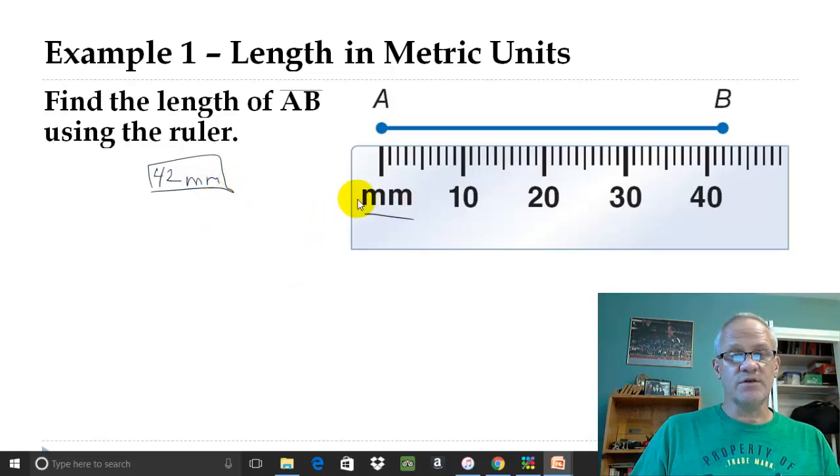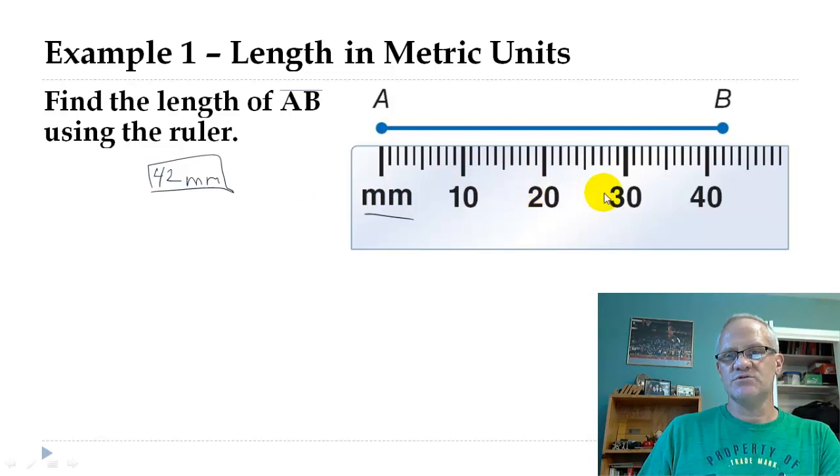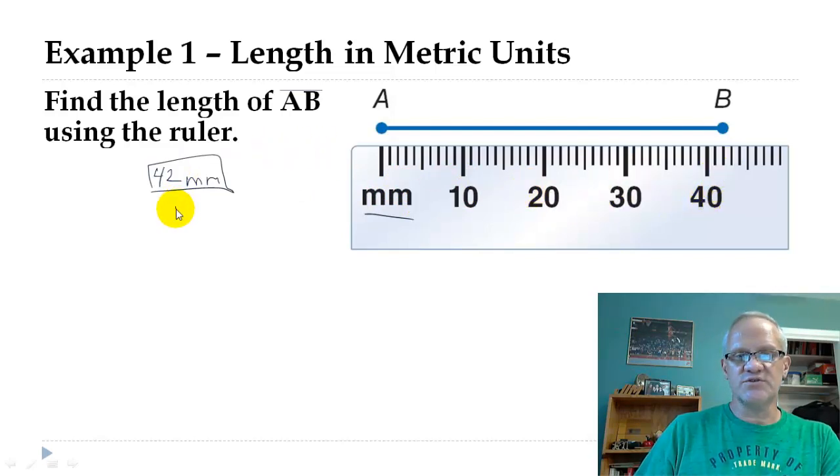Now remember, if you know anything about the metric system, 10 millimeters is 1 centimeter. So if you were feeling really adventurous here, 10 millimeters would be 1 centimeter, and so that'd be 1, 2, 3, 4 centimeters, and then 2 millimeters, so you could say here 4.2 centimeters if you wanted to.